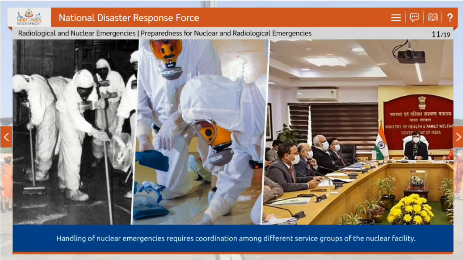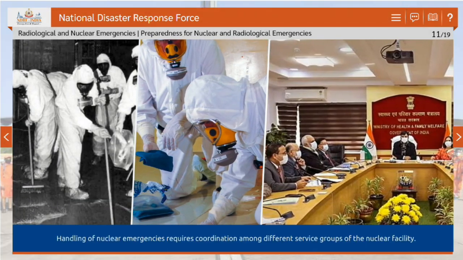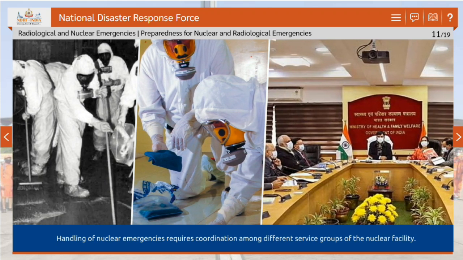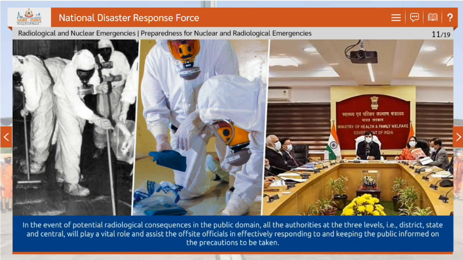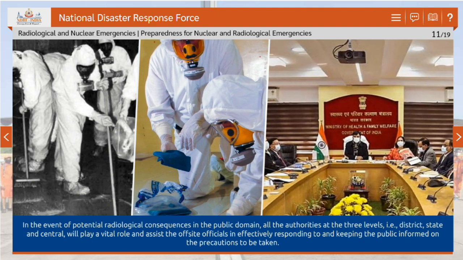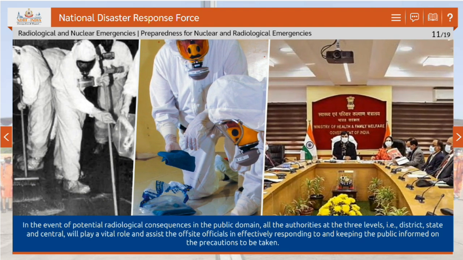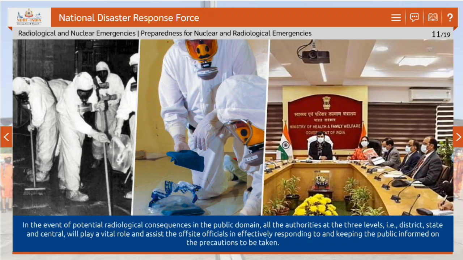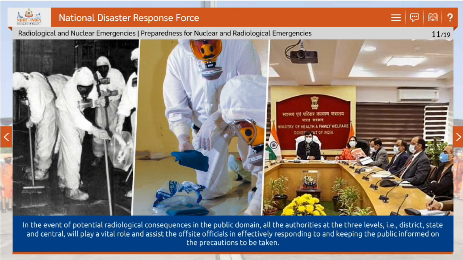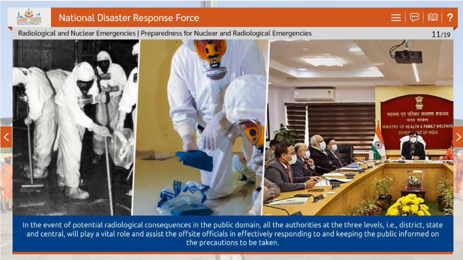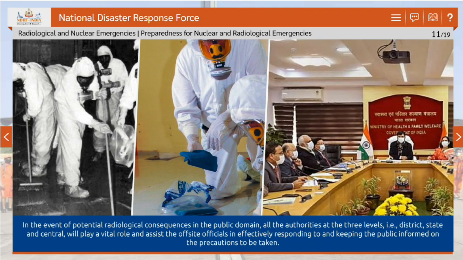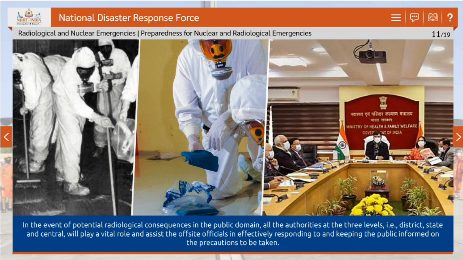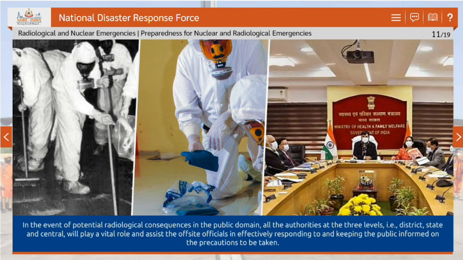The handling of nuclear emergencies requires coordination among different service groups of the nuclear facility. In the event of potential radiological consequences in the public domain, all the authorities at the three levels, that is, district, state and central, will play a vital role and assist the off-site officials in effectively responding to and keeping the public informed on the precautions to be taken. Next, let us learn about some of these precautions.